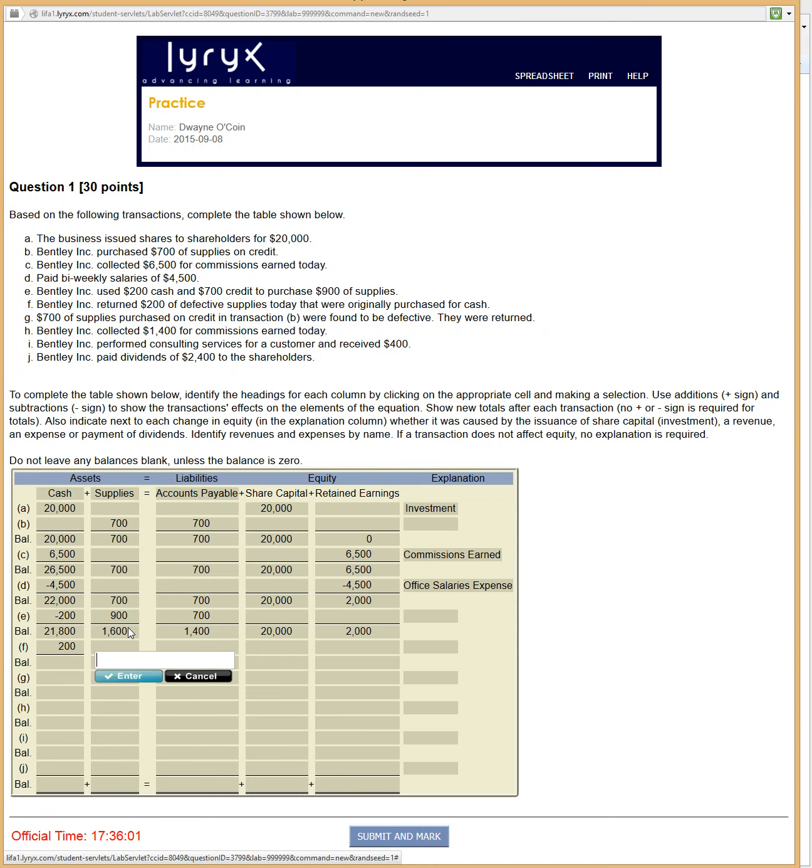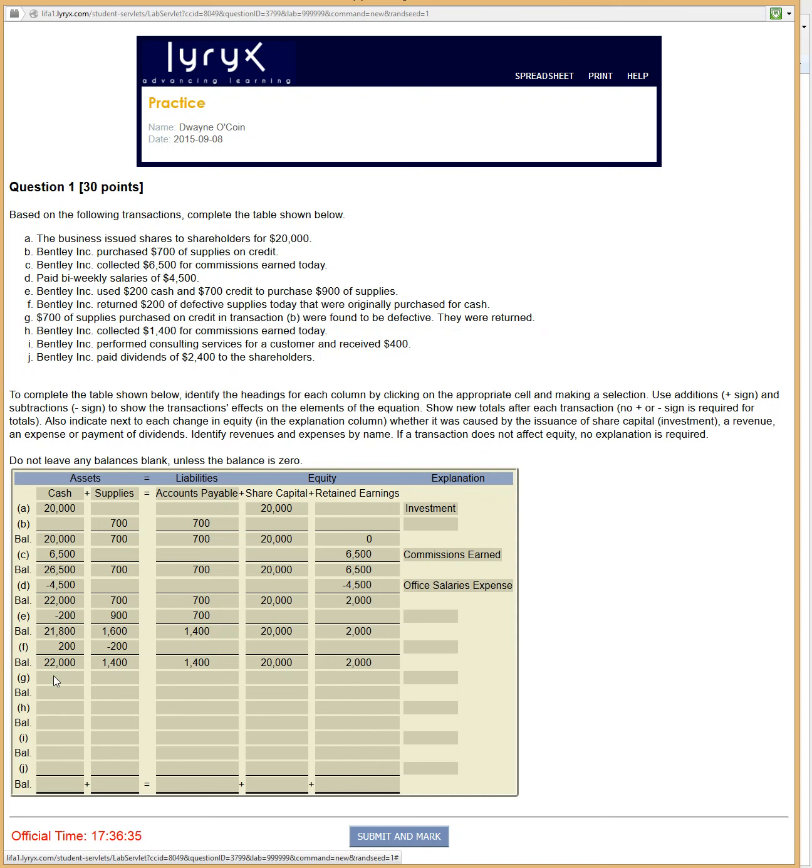Cash is going to go up by 200. Our supplies are going to go down by 200. There is no impact on liabilities or equity, so we're done on that side. And once again, let's do the math to come up with a balance. 1600 minus 200, we have 1400 of supplies left, 1400 of accounts payable, 20,000 of shareholders' equity, and 2,000 of retained earnings. And once again, there is no impact on equity, so we don't have to put in an explanation.